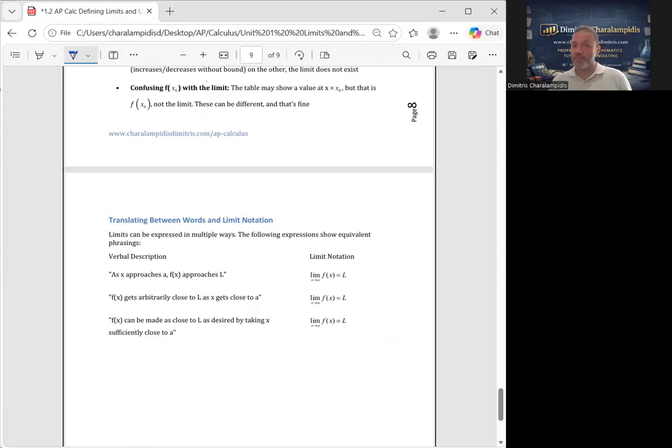We can estimate limits from formulas, from graphs, or even from tables. All these ideas, we should keep them with us because they're soon going to appear again and again throughout our AP Calculus adventure.